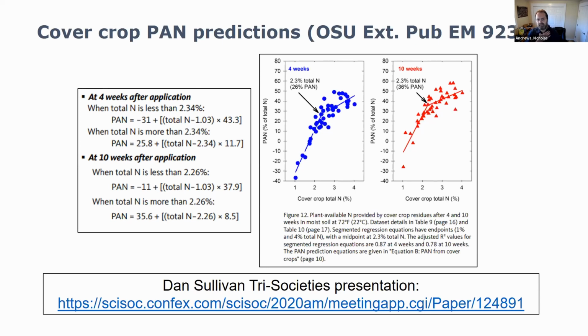The blue chart is the 4-week mineralization predictions, and the red chart is the 10-week mineralization predictions. You can see where that arrow is, it's a segmented linear equation. And you can also see that with low nitrogen, it drops down below 0, which is really the very useful new feature. If you're interested in the scientific details, Dan Sullivan gave a very nice presentation at the Tri-Societies meeting last November, so you can find it there on their website.